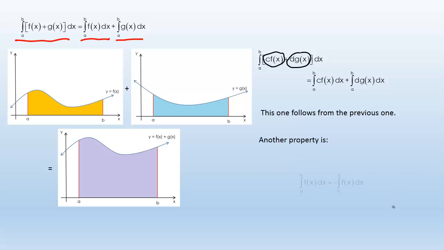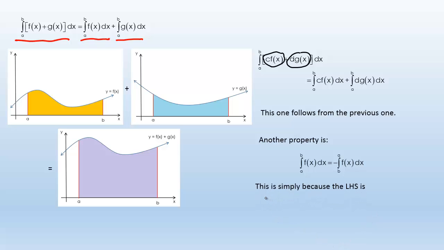Another property is that the integral from a to b of f of x dx is the negative of the integral from b to a of f of x dx. So if we switch the limits, we change the sign. Now this is really important and is used in lots and lots of applications. So make sure you really do know this one.